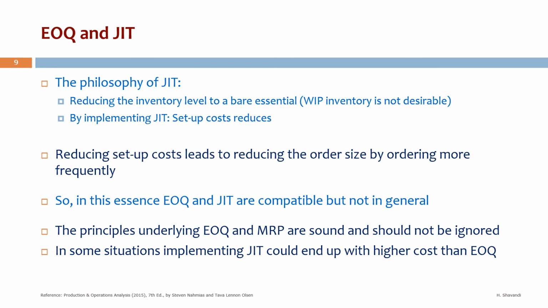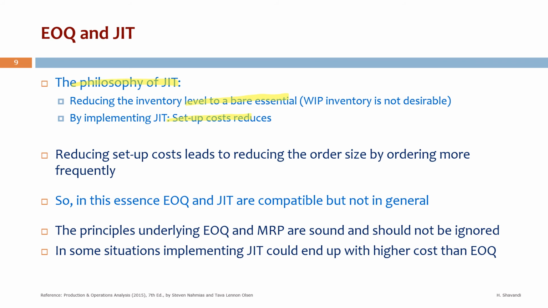EOQ and just-in-time. So let's have a comparison between EOQ and just-in-time. The philosophy behind just-in-time is this: reducing the inventory level to a bare essential. The ideal situation for just-in-time is zero inventory level, having no inventory at all. That's the ideal situation, but maybe the applied situation is having a bare essential inventory level. Okay, so if we want to have just-in-time, we need to reduce the setup costs. If the setup cost for ordering or for changing the setup of the production line is high, then just-in-time wouldn't be a good solution. So in just-in-time, we assume that the setup costs are very low.